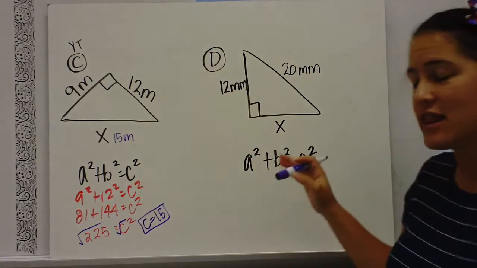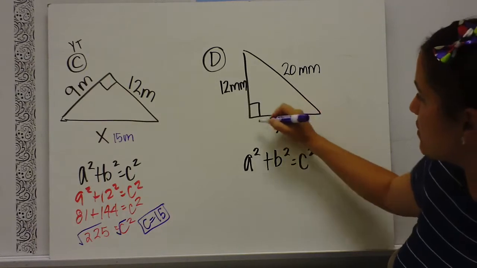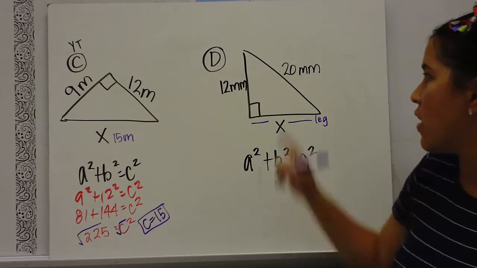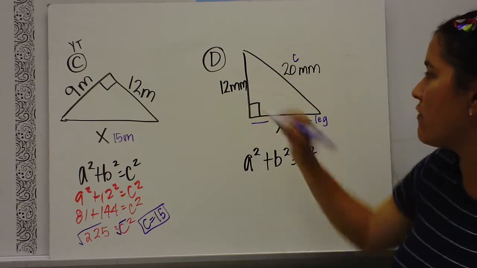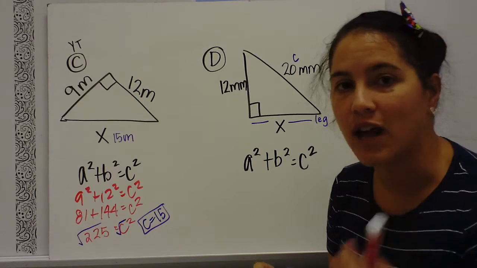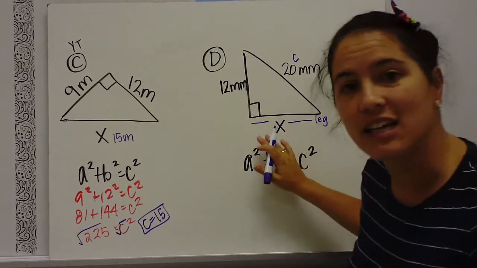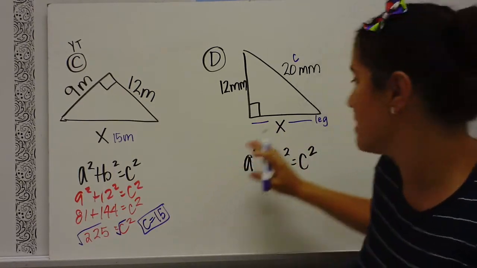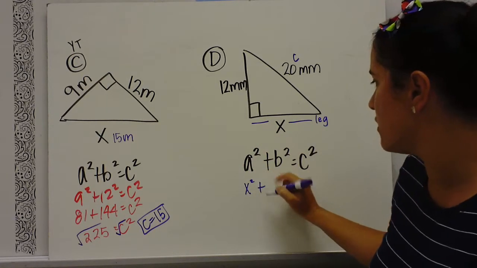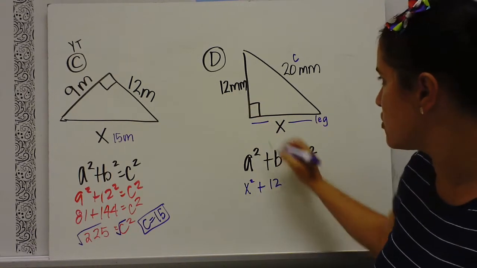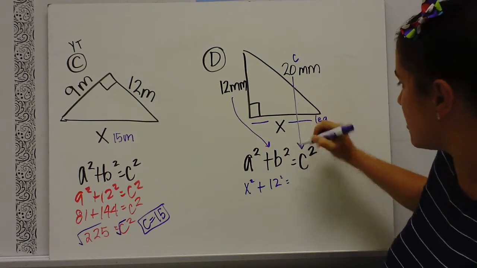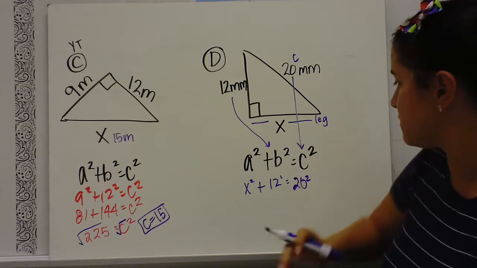Alright, in D, it's a little different because in D, we're missing this side right here, which is one of the legs. I gave you C, and I gave you one of the other legs. So I'm just going to show you this one's a bit different. What I like to do is whatever's missing, I like to put that first so I know it's missing. So instead of, I'm missing A squared, so I'm going to put X squared plus B is 12 squared and then C is 20 squared.